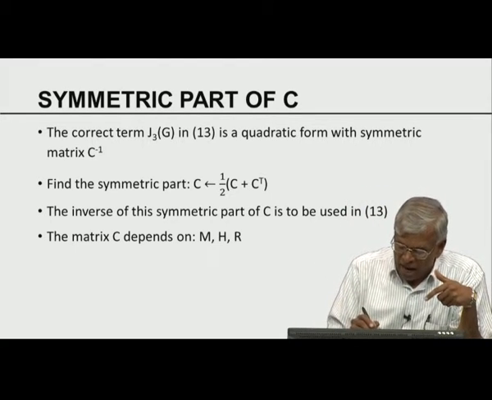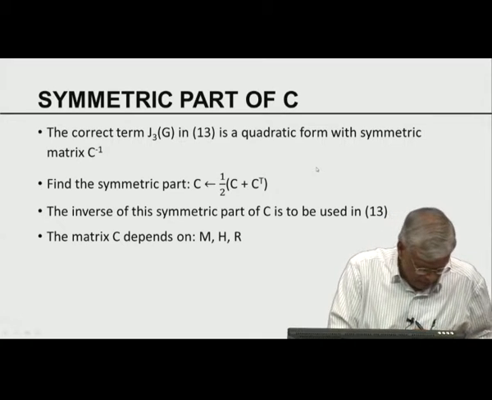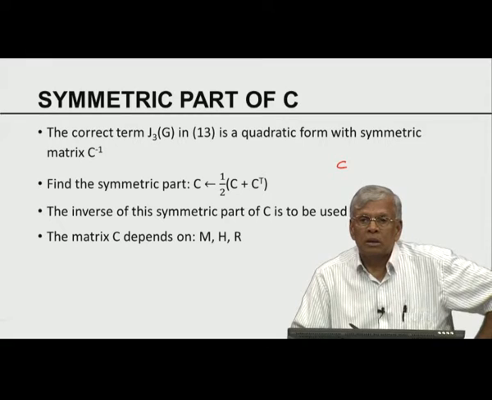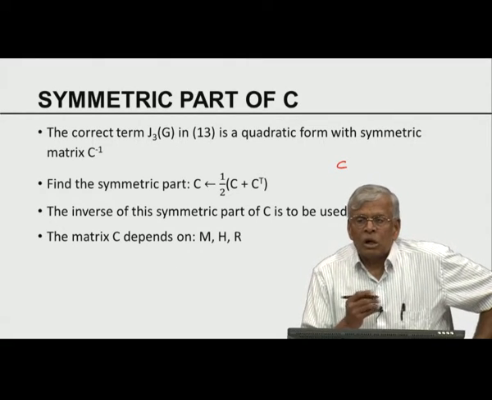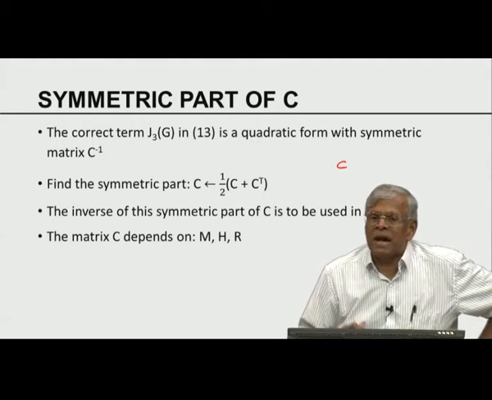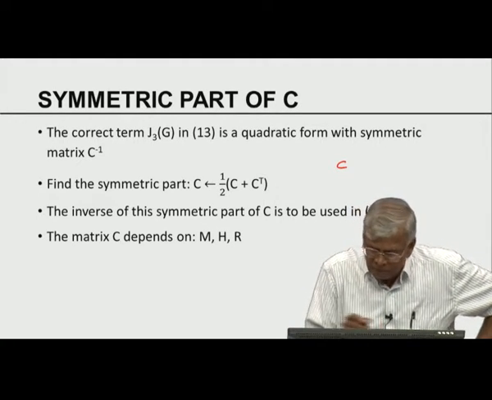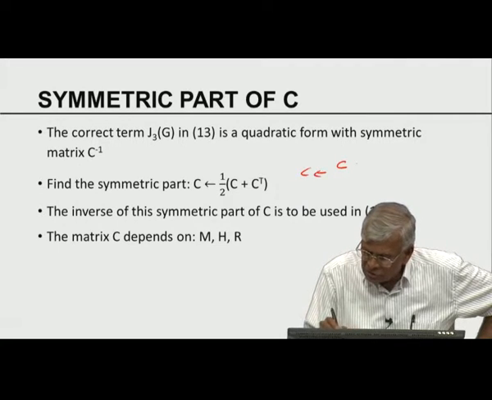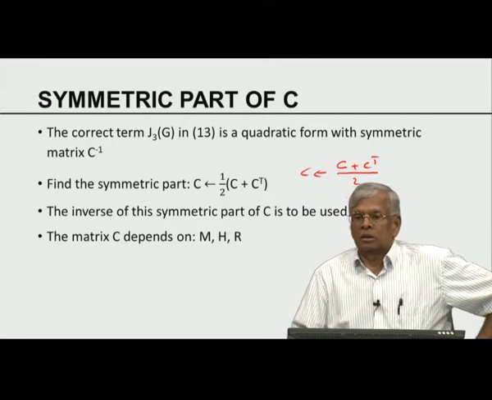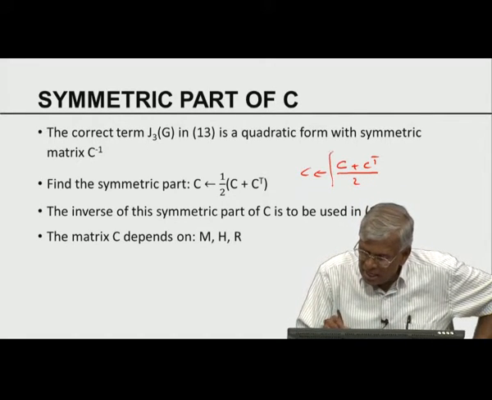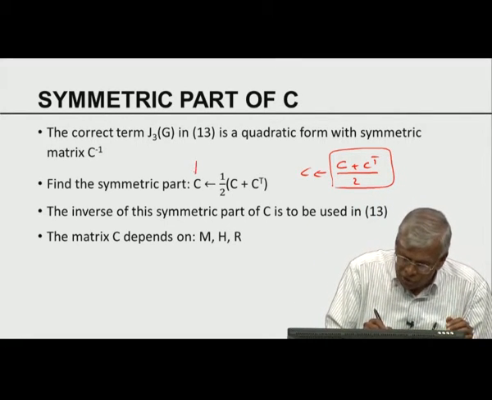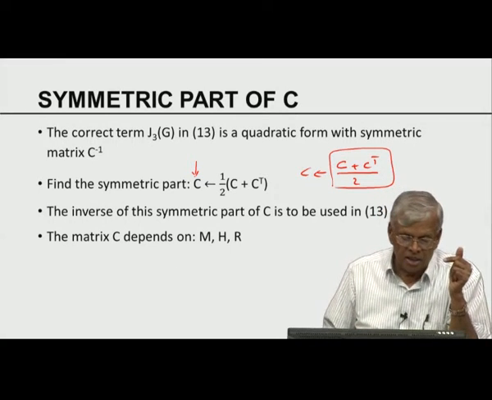So I have computed the matrix C. Let us go back now. Please understand, in trying to consider quadratic forms, only the symmetric part of C matters. So the symmetric part of C is C plus C transpose by 2. We compute C as I have done and consider the symmetric part of C. So the new C is called the symmetric part of C.